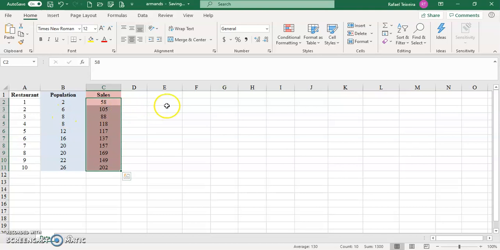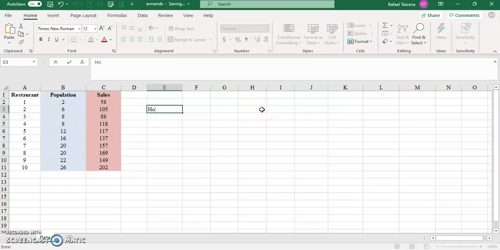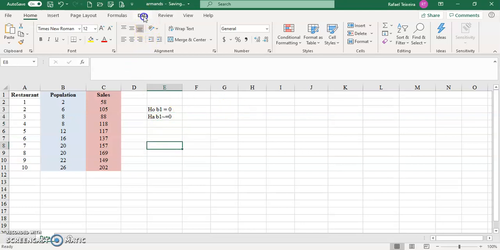Remember, if you have a test of significance, we have two hypotheses: the null hypothesis B1 equal to 0, and the alternative hypothesis that B1 is not equal to, different than 0. So this is the test of significance, and you can do that in Excel using the data analysis tool.